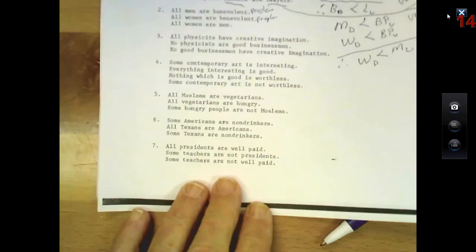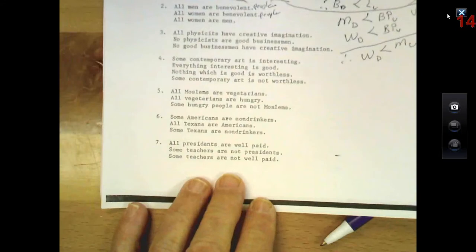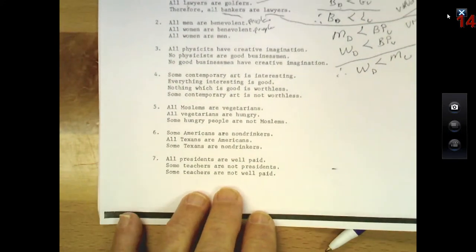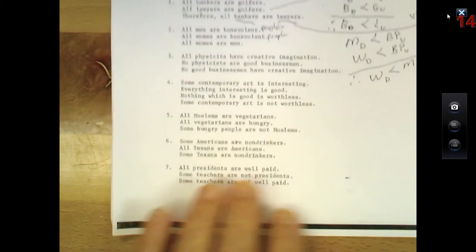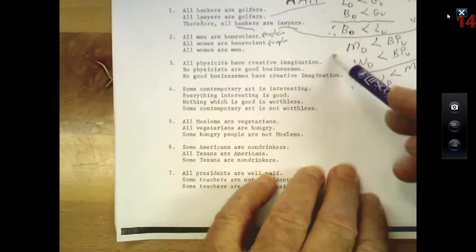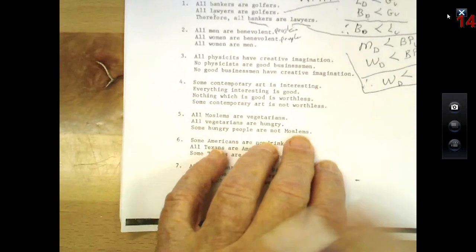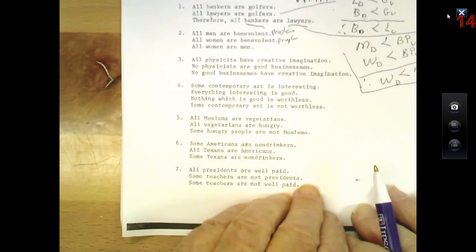Okay, Rick, let's try one for you. All physicists have creative imagination. That is an A. No physicists are good businessmen. No good businessmen have creative imagination.